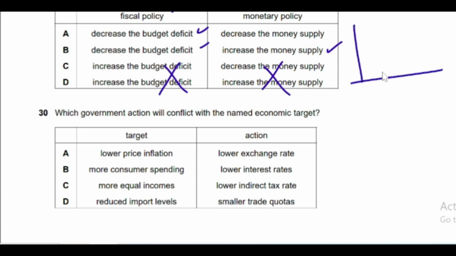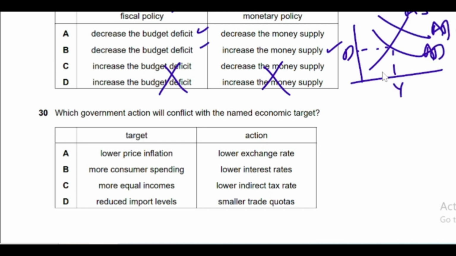So again you can make the graph like this. This is aggregate demand and supply, this is AD, this is AS. Now if AD increases, expansionary monetary policy increases aggregate demand, so equilibrium will move upward, price will rise to P1, real GDP will rise to Y1. So price will increase. When price increases, it is inflationary impact.